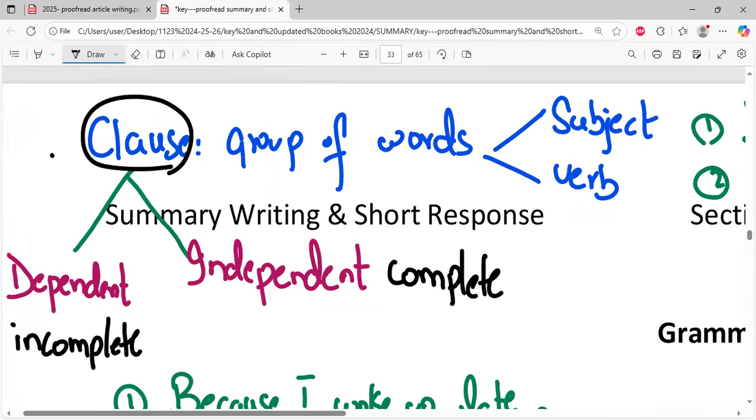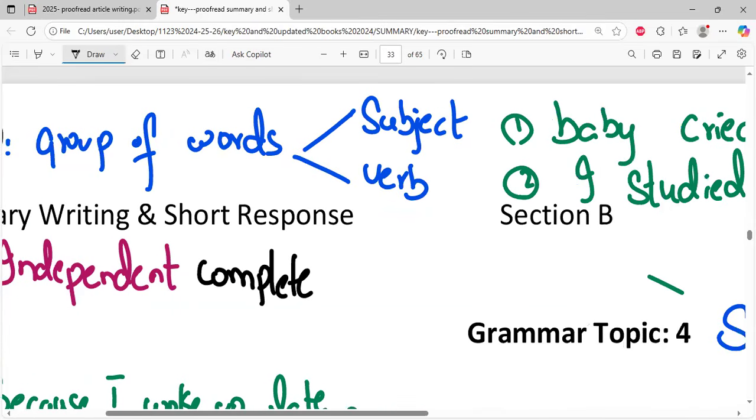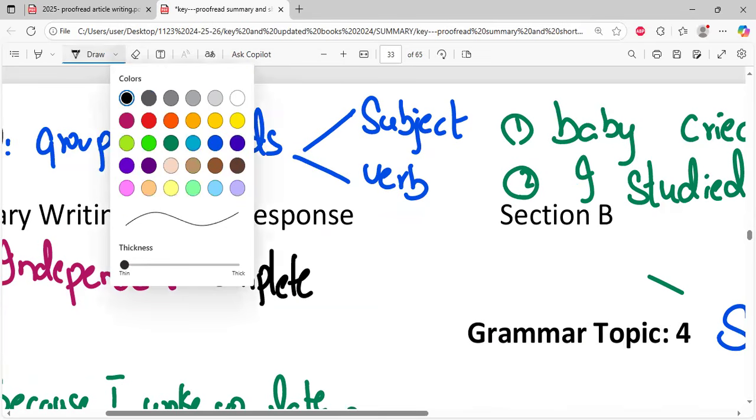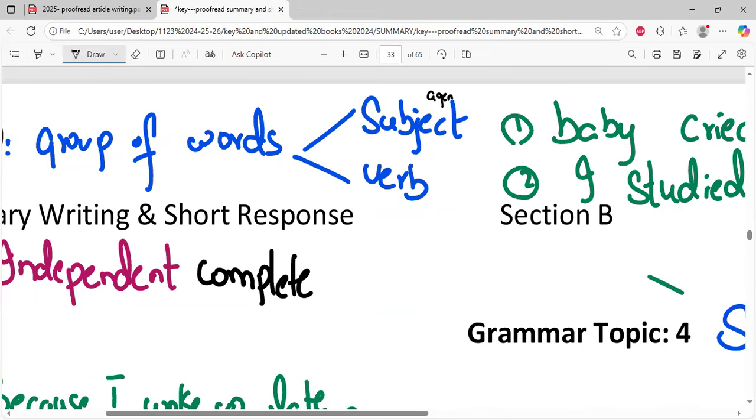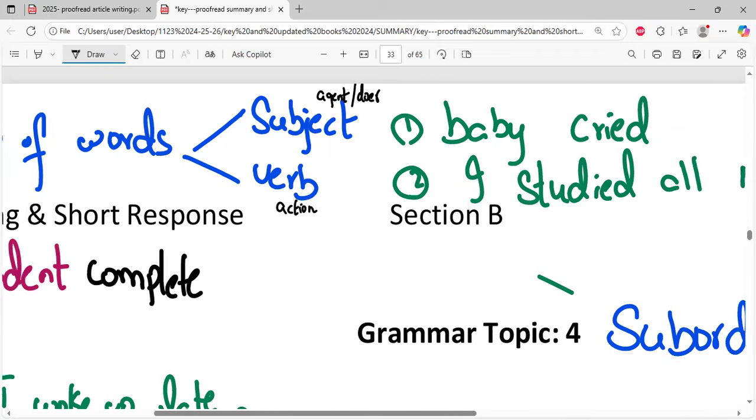Now, any expression can be a group of words, but this is a particular group of words which should consist of a subject, that is the doer or an agent, and a verb. Subject, in simpler words, is the agent or a doer. What do I mean by agent and doer? I'll keep it basic. I'm working on basics and then I'll move to the advanced level. Agent or doer and the verb. Verb means any action.